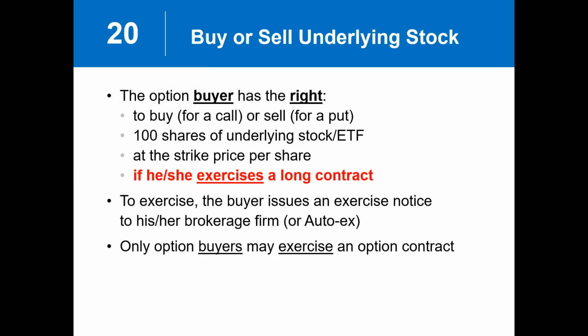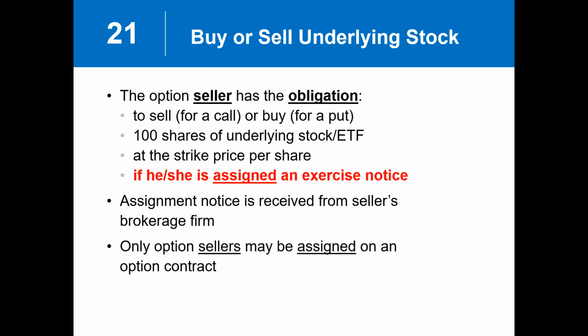So as the slide says, only buyers can exercise the option contract. Buyers purchase rights and have the ability to buy the underlying or sell the underlying, depending on whether they're buying calls or puts. Option buyers are the ones who can exercise the option contract.